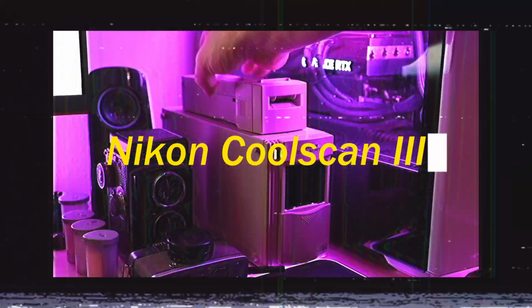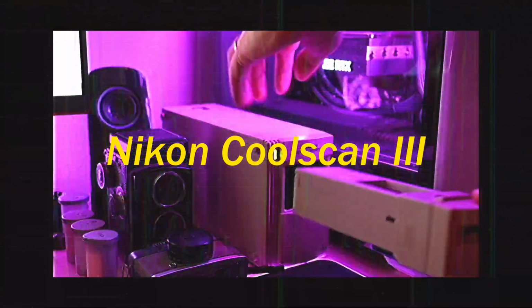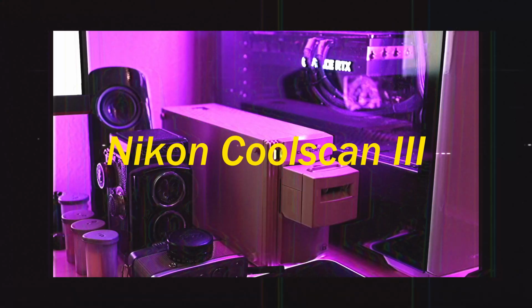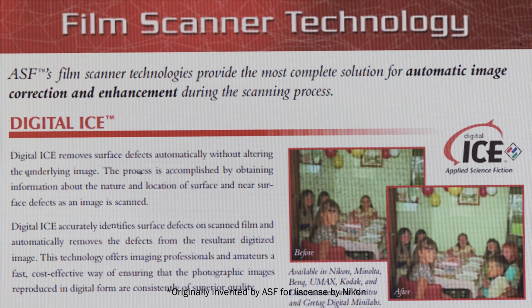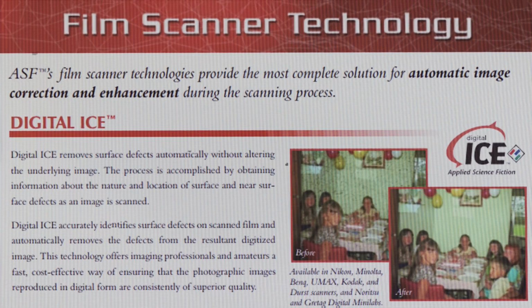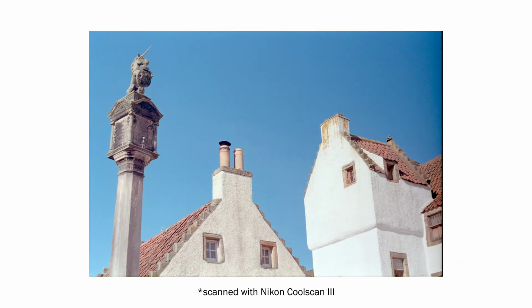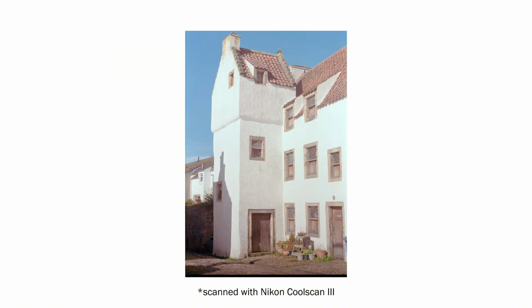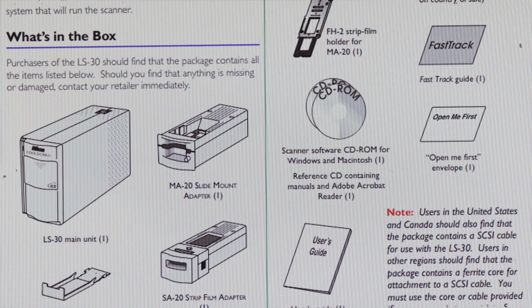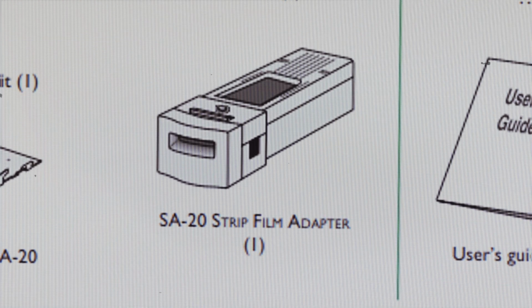This is the Nikon Coolscan III, the third iteration of Nikon's dedicated film scanner. And if you found your way to this video, you might already know it includes a version of Nikon's Digital ICE technology, the infrared dust and scratch removal system that made Coolscan the leader in its class. I found mine for $80, including the necessary SA20 automatic film strip adapter.